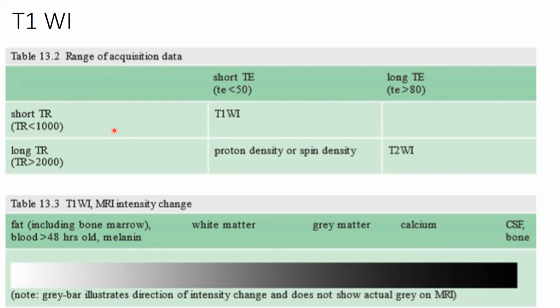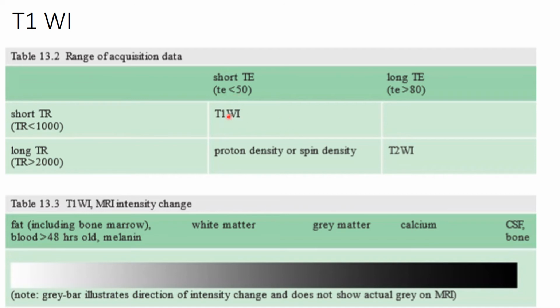So we have a short TE, long TE, short TR, and long TR. A short TE is less than 50, long is more than 80, short TR is less than 1000, long TR is more than 2000. And these numbers, you will see when you look at an MRI.